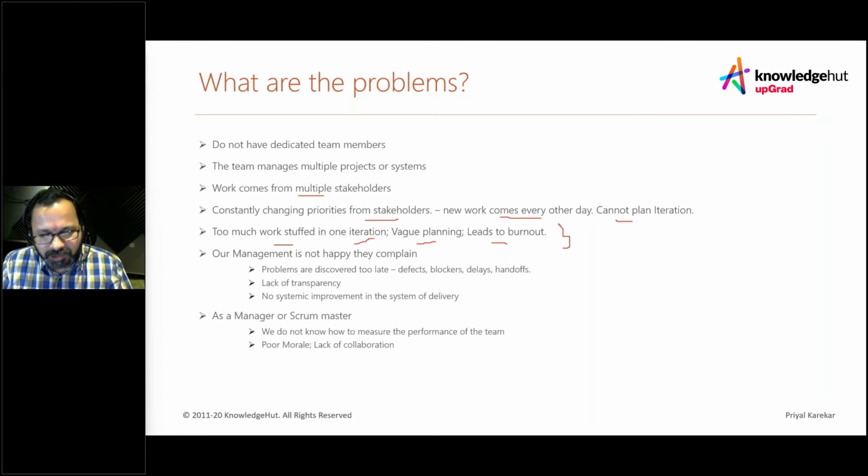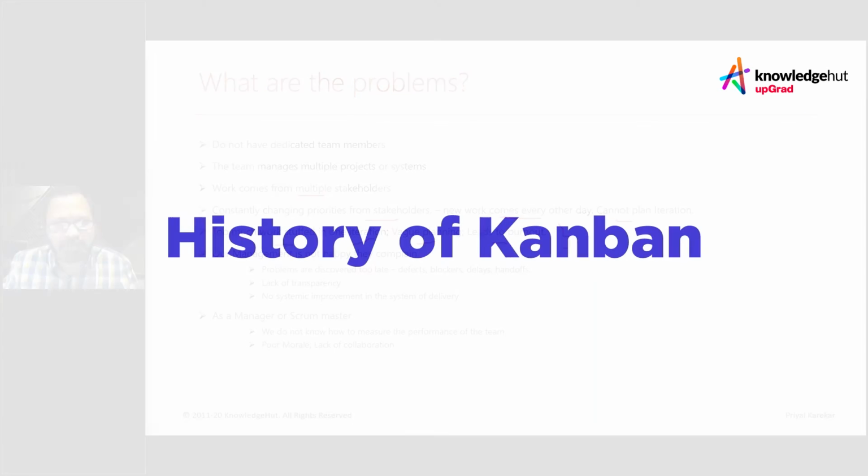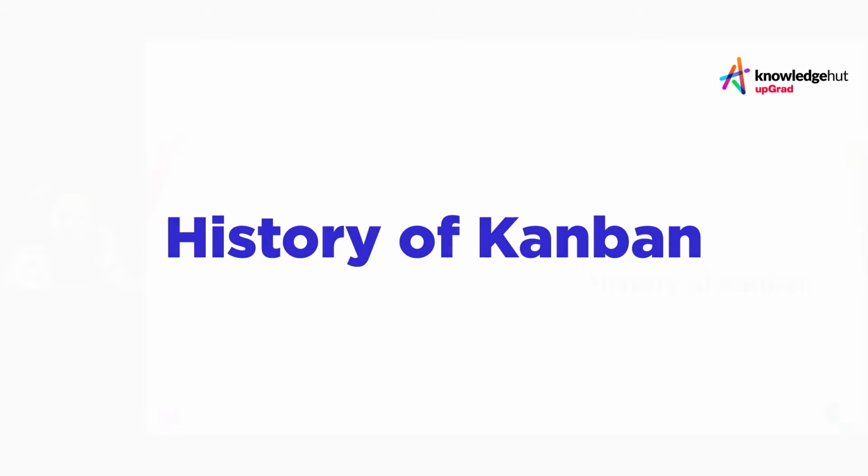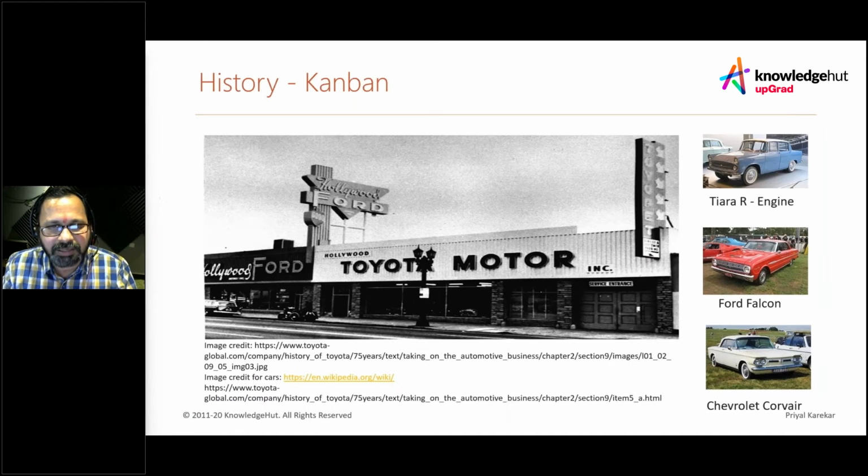And not only this problem, Kanban works in all the places. Call it product delivery, call it service delivery. It works in any and every place. So before getting into Kanban, let us look at the history of Kanban. How did it all evolve and how did it all start?